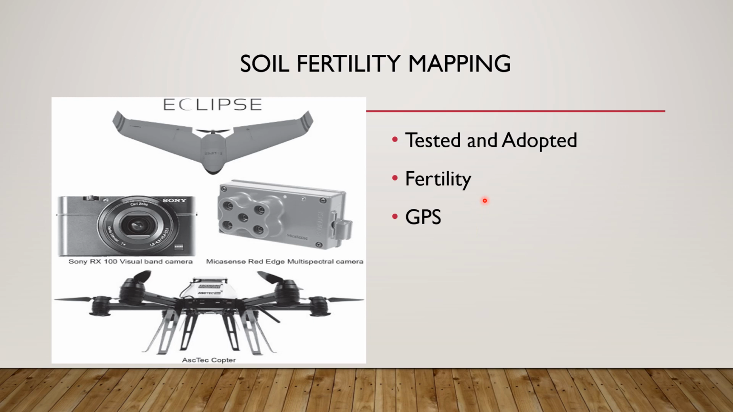These fertility maps are derived using the Global Positioning System, that is, GPS-tagged combine harvesters that could be overloaded using the sensors or drones. The drone images depict the normalized difference vegetation index and the green normalized difference vegetation index, that is GNDVI, and leaf chlorophyll.